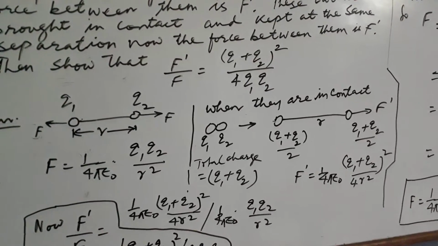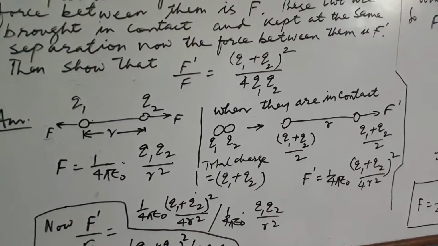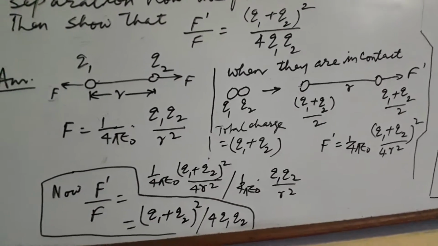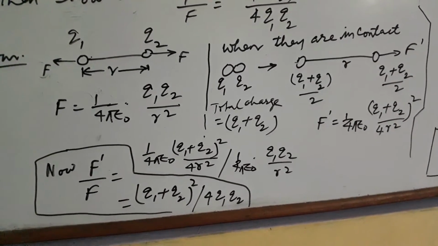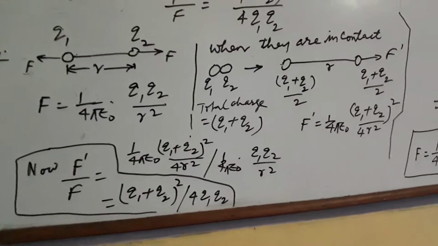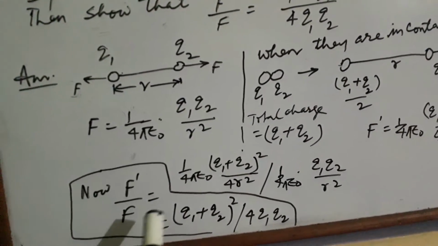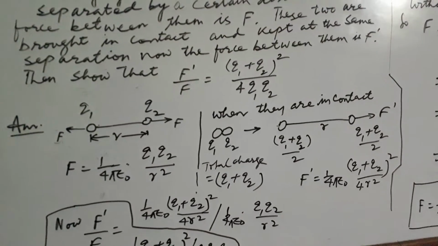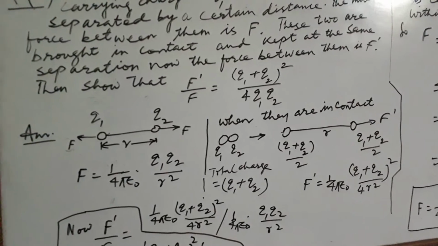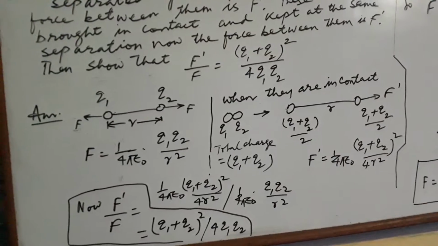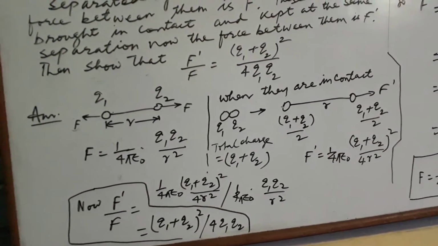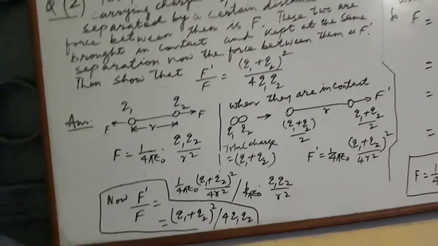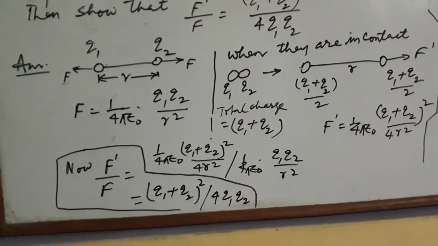And now the separation will remain the same according to the question. Then F dash equal to 1 by 4 pi epsilon naught (q1 plus q2) whole square by 4 r square. Now taking the ratio of F dash by F, we get the required value, that is (q1 plus q2) whole square by 4 q1 q2. In this case, the only thing we should keep in mind is that when they are brought in contact, we consider the total charge of the system, that is q1 plus q2. When they are separated, the charge is divided into two parts, that is (q1 plus q2) by 2 and (q1 plus q2) by 2. So we got the final result by taking the ratio.